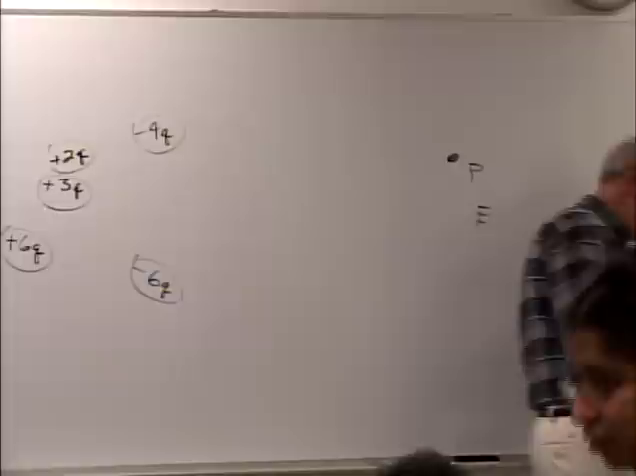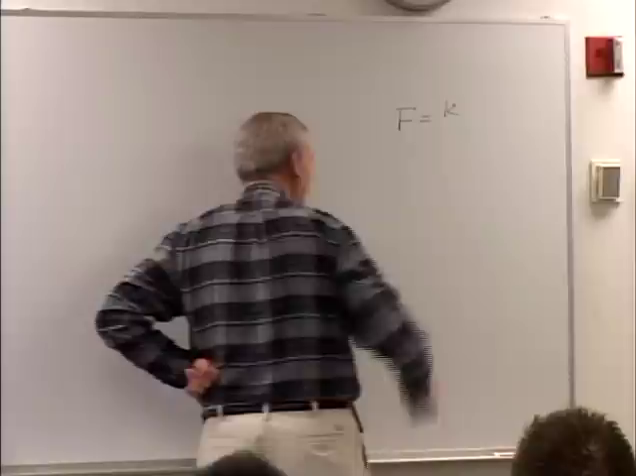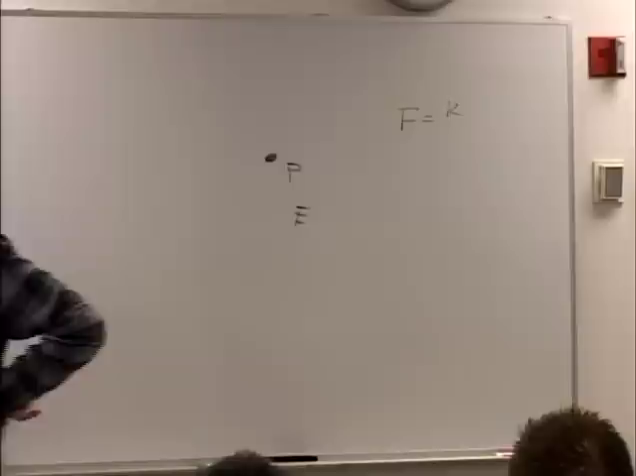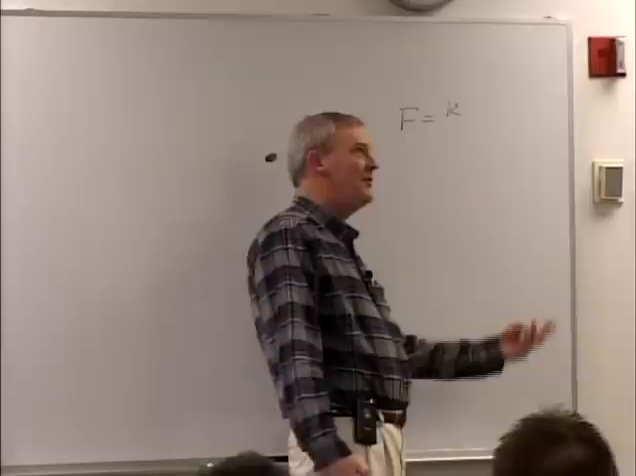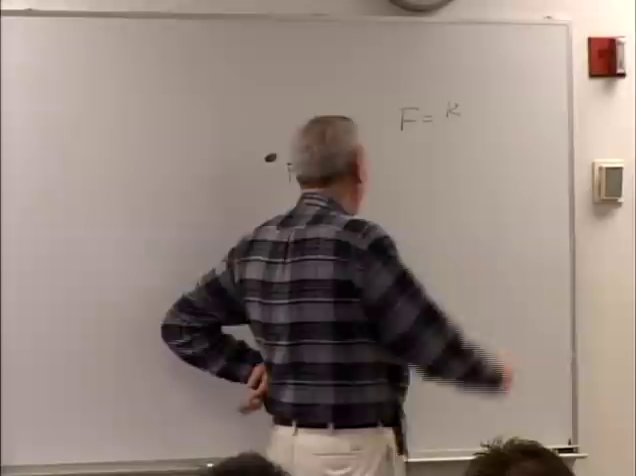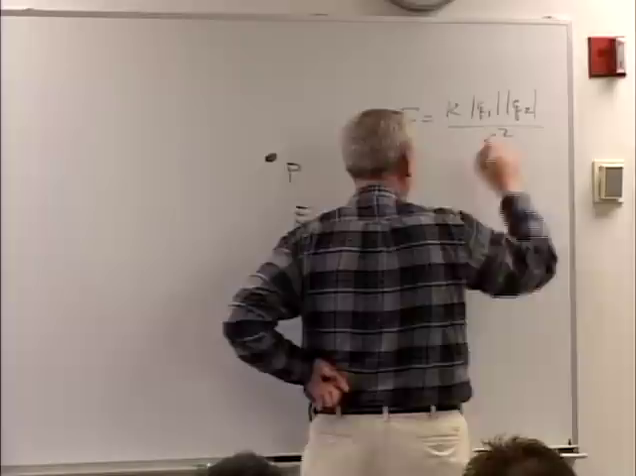Now we know some things. First of all, we know that the force between two charges is equal to K, that constant, 9.00 times 10 to the ninth, or 1 over 4 pi times the permittivity of free space, which is 8.85 times 10 to the negative 12th coulomb squared per meter squared per newton, times Q1 times Q2. Remember, I just put the magnitudes down here, over the distance between the two squared. So that's one way we compute the force.